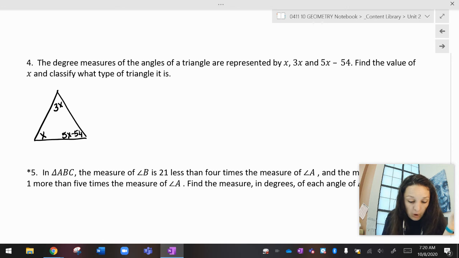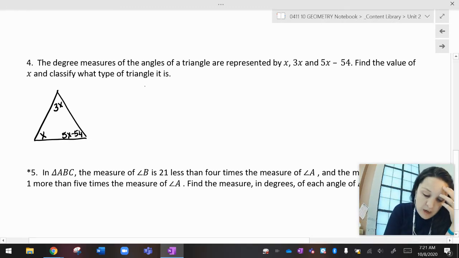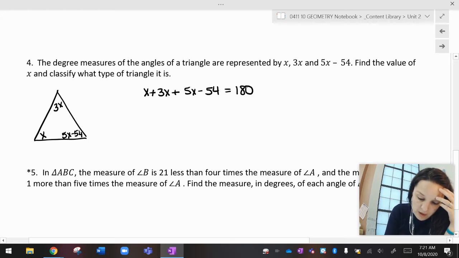Okay, well, I got a bunch of x's. I got the 3 angles of a triangle. The triangle angle sum theorem says they add up to 180. So I'm going to add them up to 180. x, 3x, 5x minus 54, all adds up to 180. So that's x and 3x is 4x. 5 more x would give me 9x.